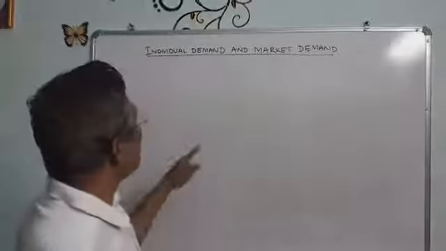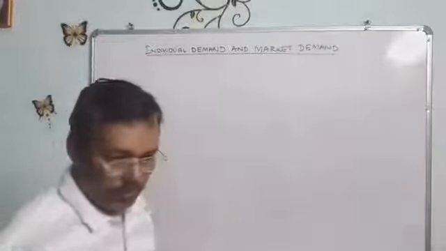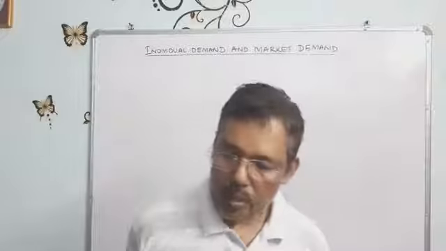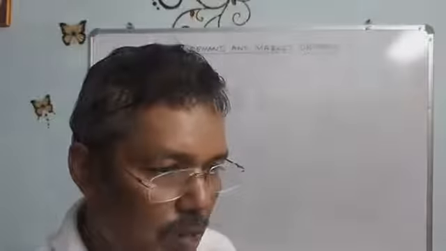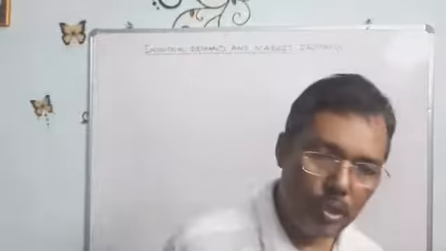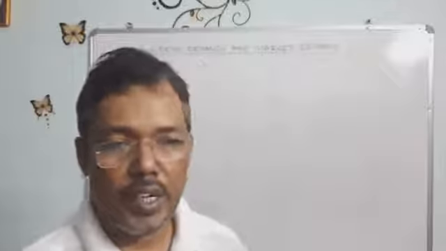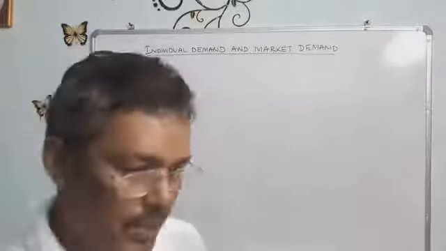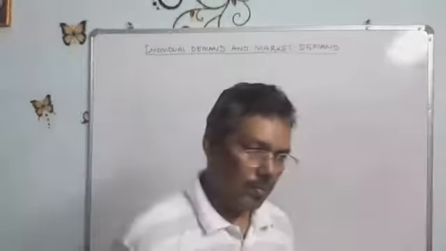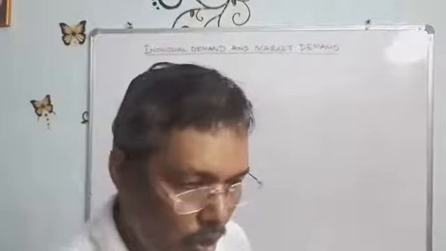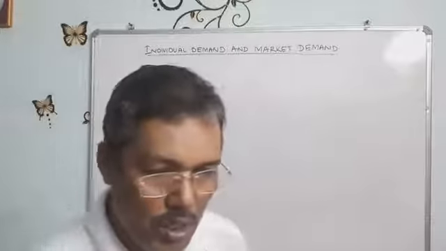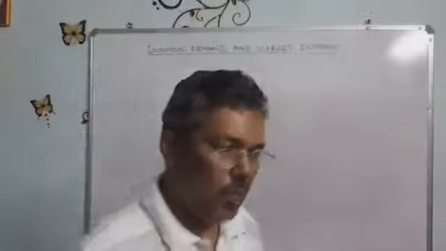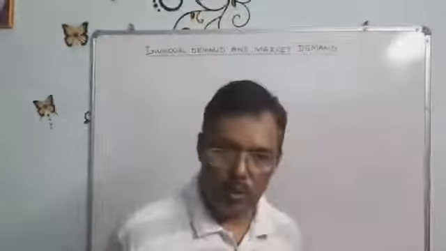Today's topic is individual demand and market demand. We have already known what individual demand is. The quantity of a good demanded by an individual at different prices is known as that individual's demand. And when all the individuals demand a good in the market, that is called market demand. We know it.